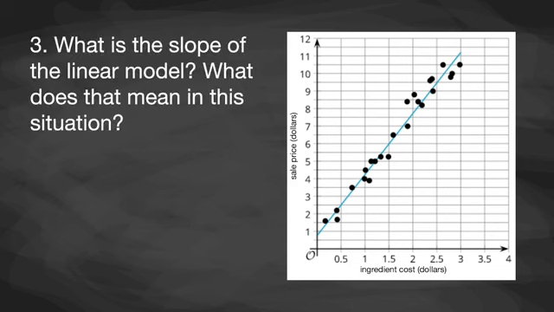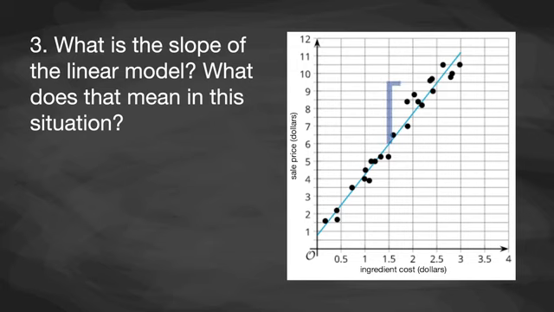What is the slope of the linear model? What does that mean in this situation? Remember that slope is rise over run. Pick 2 points on the graph. It's easiest if you can find 2 points that are 1 apart on the x-axis.